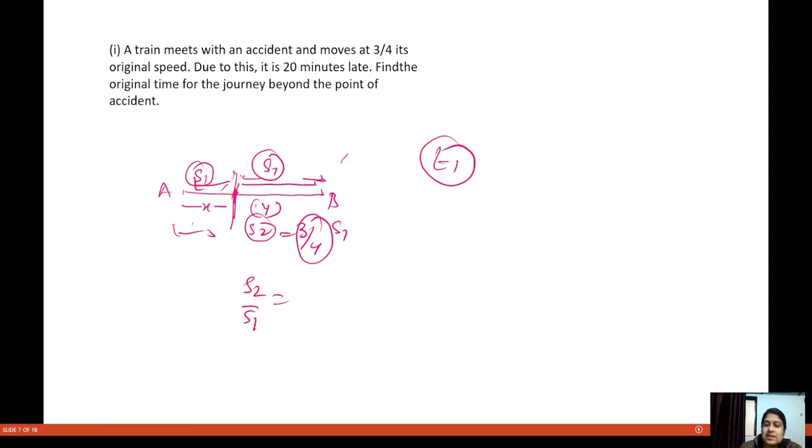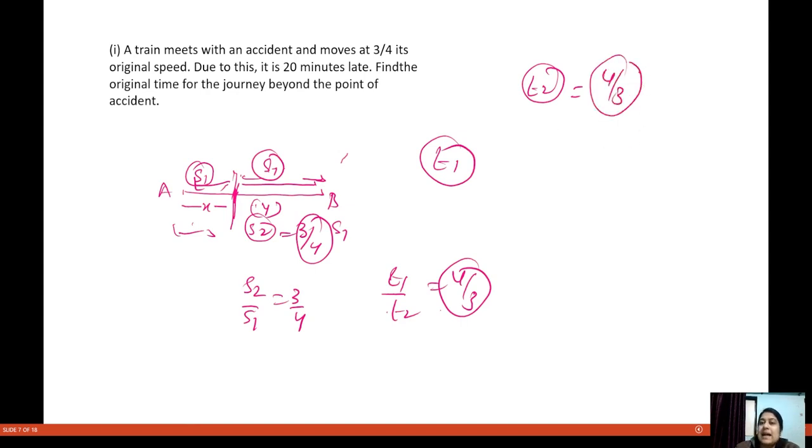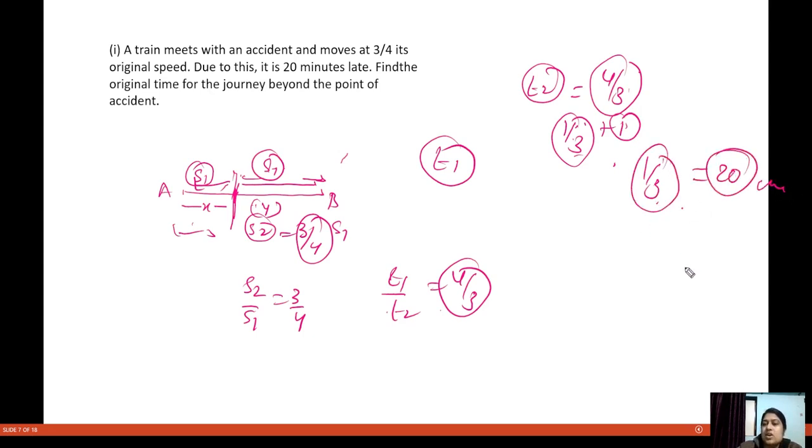S2 by S1 is equal to 3 by 4. So that means T1 by T2 is equal to 4 by 3. So that means the new time T2 will be 4 by 3. That means 1 by 3 extra time is taken, because 4 by 3 is 1 part plus 1 by 3 part, and this extra 1 by 3 time is equal to 20 minutes. So the total time earlier was 60 minutes only, because this is what we have to find.